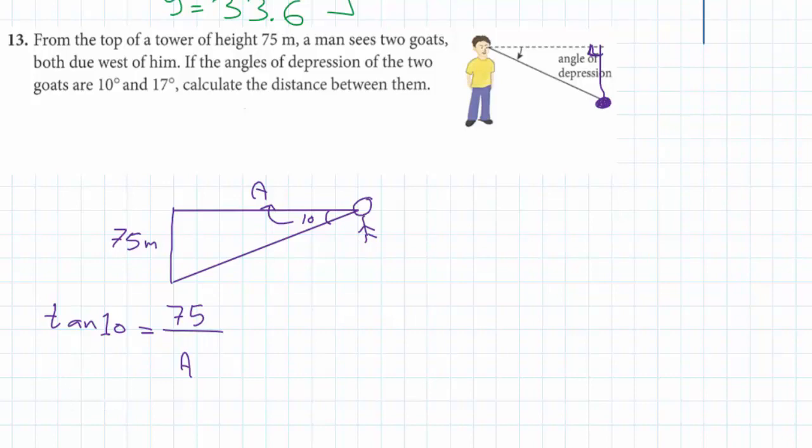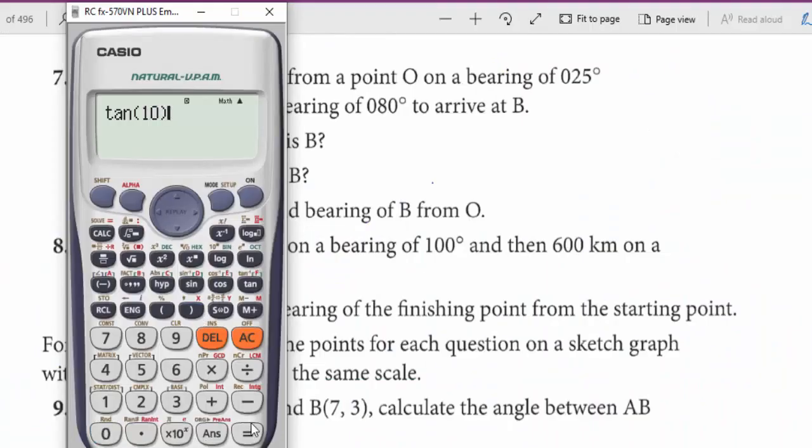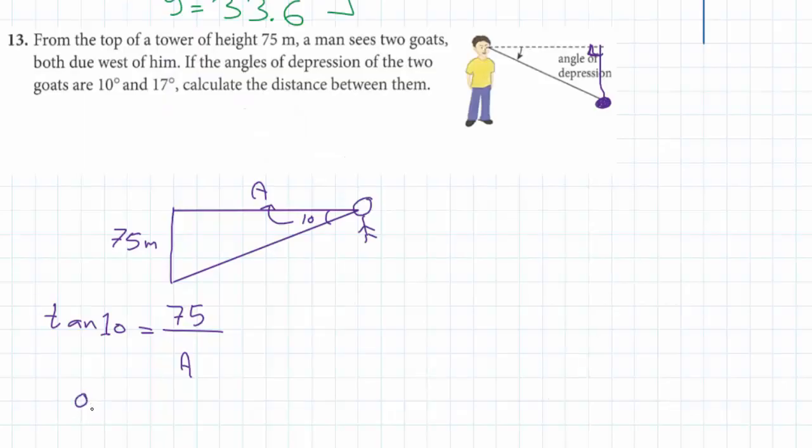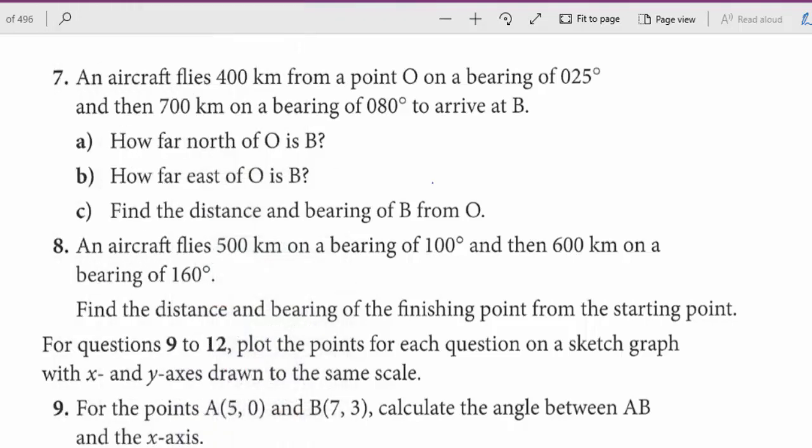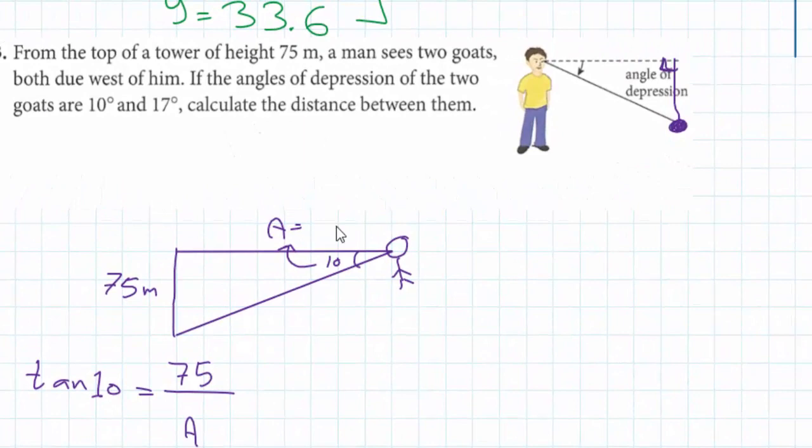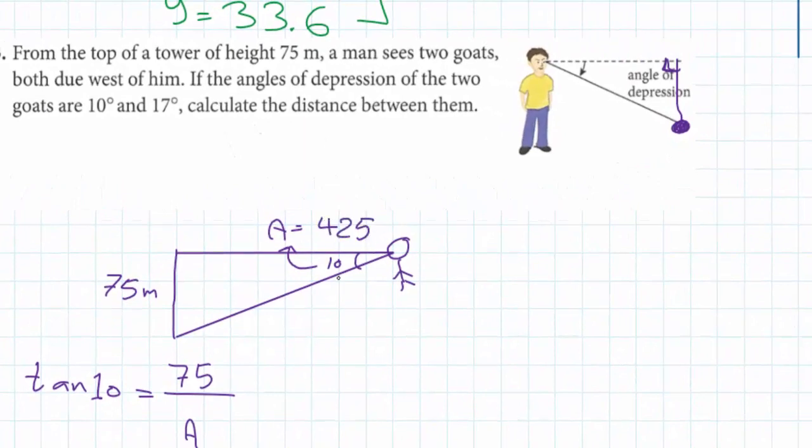Tan of 10 is equal to 0.17. 75 divided by the tan of 10 is equal to 425.3. Let's say just 425. This distance is 425 meters. And the same man on the same building sees another goat.